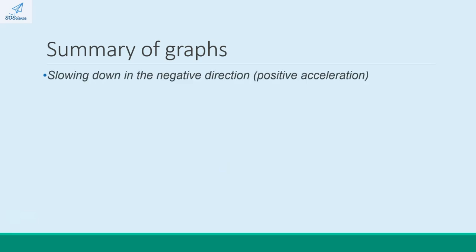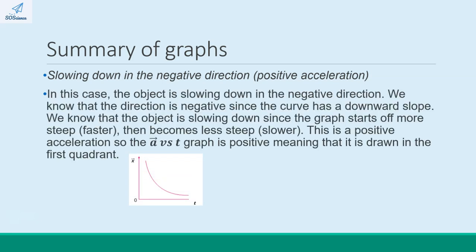Let's take a look at slowing down in the negative direction. Now remember that a minus and a minus makes a plus. In this case, the object is slowing down in the negative direction. So we know that the direction is negative because we have a downward slope that indicates the direction. Now, how do we know that this object is slowing down? Well, again, you've got to look at the steepness of the slope. So it is going from more steep to less steep. So it is slowing down. This is a positive acceleration, so your acceleration time graph will be positive. You'll get a positive acceleration, so that straight line will be drawn in the 1st quadrant.